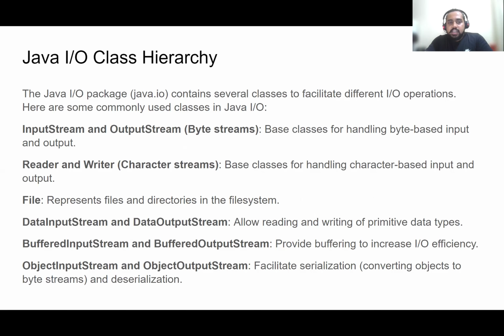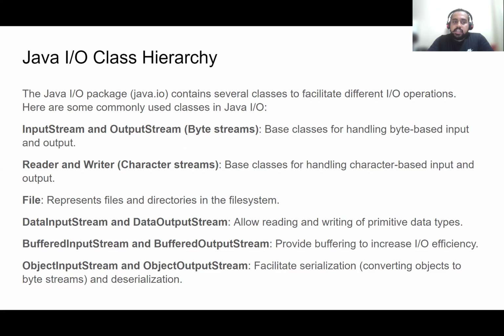So let's see a basic hierarchy overview. The Java IO package, which is present in java.io, is the package where we have several classes to facilitate different IO operations. What do different IO operations mean? Reading and writing, but the way of reading and writing may be different, right? Sometimes we need a buffered read, meaning we need to store some amount of data in memory instead of taking it bit by bit or line by line. That's why we have several different classes under the Java IO package.